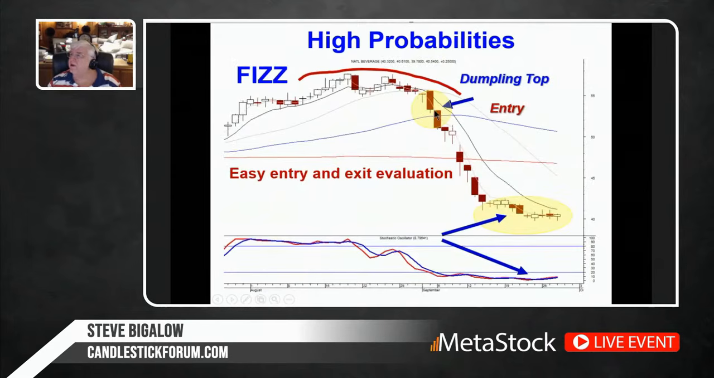So there's FIZ. There's your dumpling top, just kind of a crummy rounding top until they break it down. Now you're in a downtrend until you see a buy signal. However, this is where your entry and exit evaluations basically are based upon the probabilities. If we know that you have a dumpling top and a strong sell signal, you're in a downtrend. Now we're still in a downtrend, and we really haven't seen any buy signals yet.